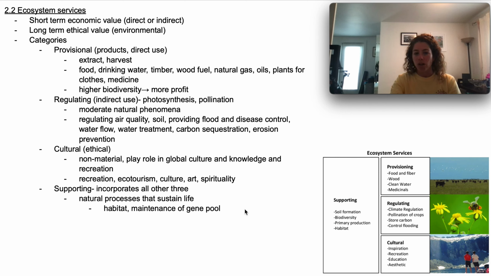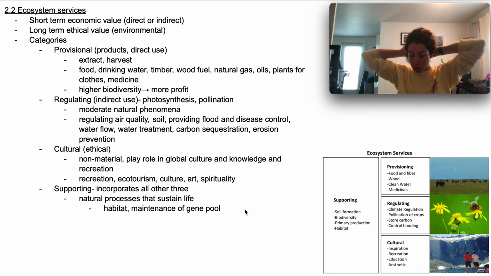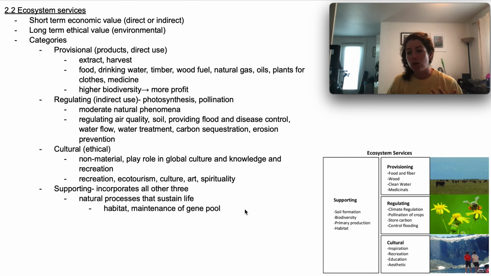And then cultural or ethical is non-material. The best example of cultural is recreation and ecotourism. So you're gaining a value by using it because it's giving you some sort of aesthetic or cultural value. And then supporting is something that incorporates all the other 3 and it sustains life. So think about something like maintenance of the gene pool. So ecosystem services are directly related to biodiversity and the 3 main types, slightly in different ways.